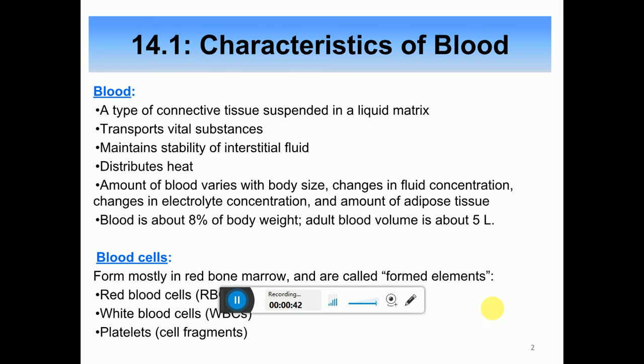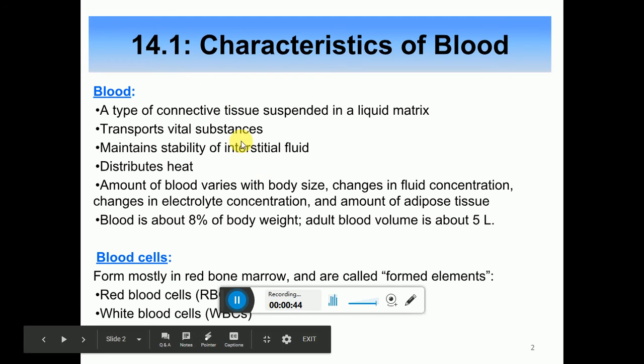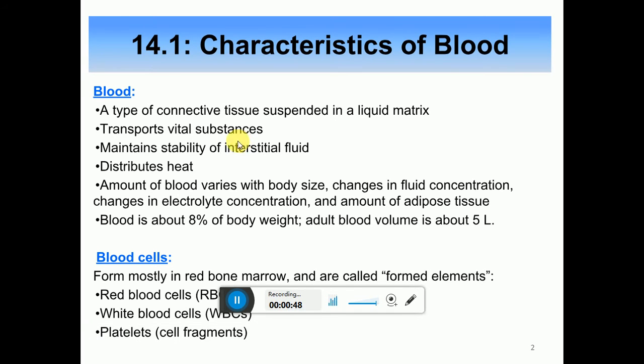Blood is responsible for transporting all of the vital substances to the different parts of the body. It's also important to maintain the interstitial fluid, which is the fluid that is found in between the cells. It distributes heat, so remember that because of all of the heart beating and the movement of the cardiac muscles, that was the main source of body heat. And with the blood flowing, it will distribute that heat to the different parts of the body.